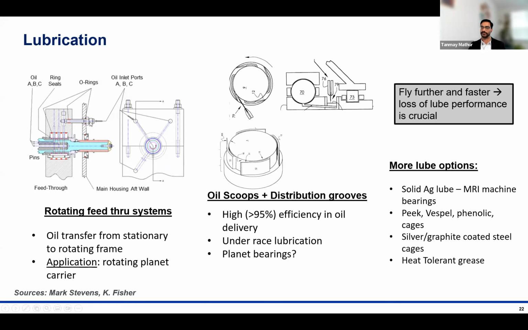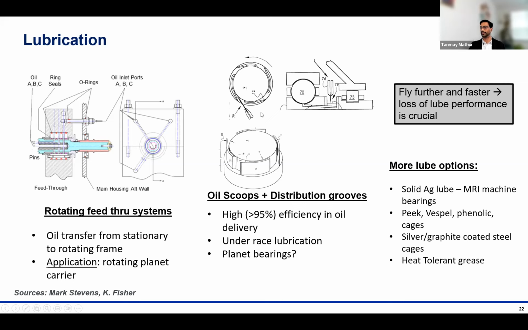This picture here shows a schematic of a rotating feed-through mechanism where oil is fed from a stationary oil jet into a stationary housing. But right here at this interface, it's transferred into a rotating shaft. So it's a transfer of oil from a fixed frame to a rotating frame, and then it's pumped through the shaft, and there could be capillary holes at different locations along the shaft to deliver oil to the components hidden behind.